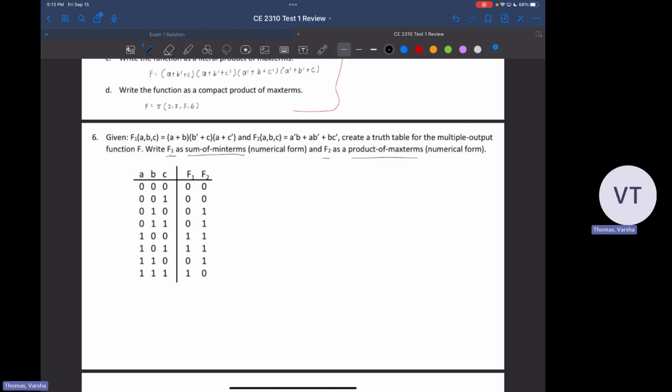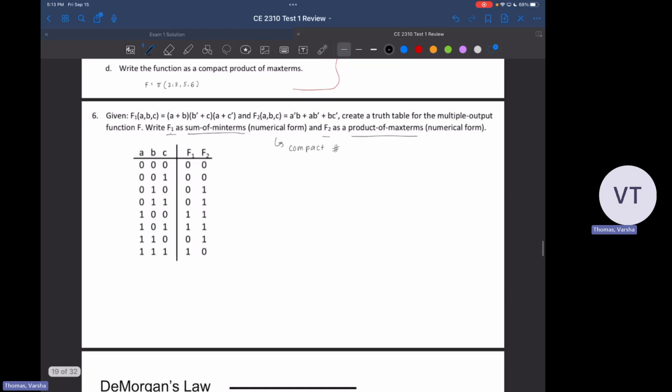So it's saying numerical, this is the same thing as compact. This is where we use the numbers. Okay? So you don't have to do all the literal work, just the number. So on the left, I'm going to write the numbers 0, 1, 2, 3, 4, 5, 6, 7. And we are going to look now for F1 is equal to minterms. Minterms, remember, is where it's equal to 1, so these.